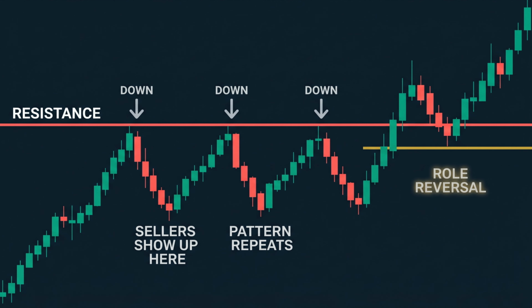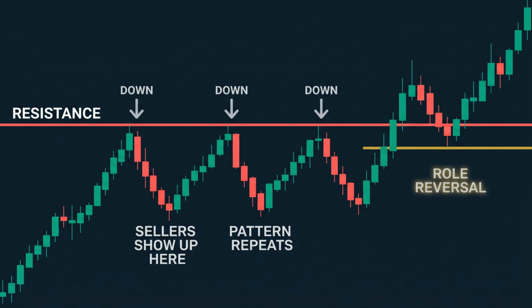Now resistance. Resistance is the opposite. It's a price level where price stops rising. It's a ceiling. Price comes up, hits resistance, and falls back down. Why? Because at that level, there are sellers. Sellers who remember the price was there before. Sellers who made profit there. Sellers who think it's time to lock in gains.